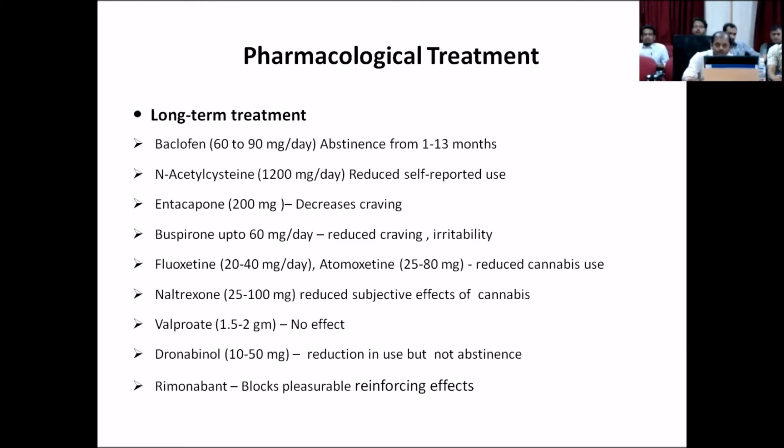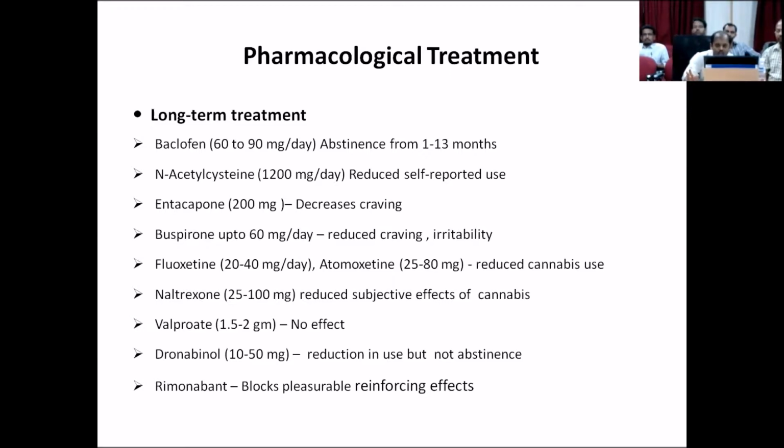This list shows a long list, from N-acetylcysteine to entacapone, buspirone, fluoxetine, naltrexone, dronabinol and rimonabant. Of these, the study with N-acetylcysteine is a very well conducted RCT, and it has been published in 2012 in the American Journal of Psychiatry.